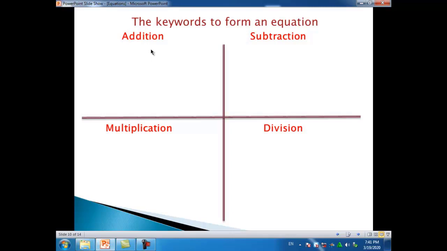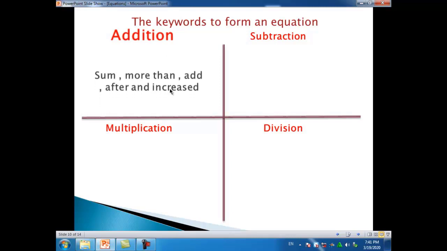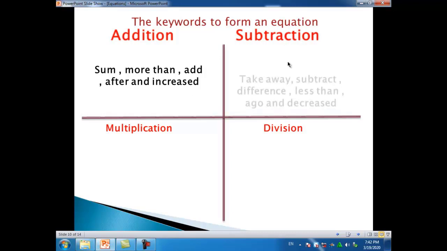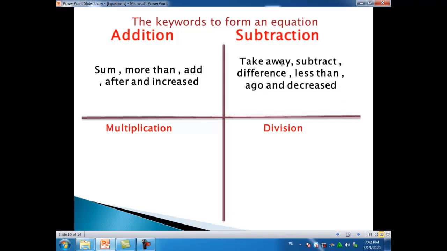As we can see here at the first, the addition. What are the keywords of the addition? Yes, when you see sum, more than, add, after, and increased, just put plus. The other operation, yes, subtraction: take away, subtract, difference, less than, ago, and decreased.